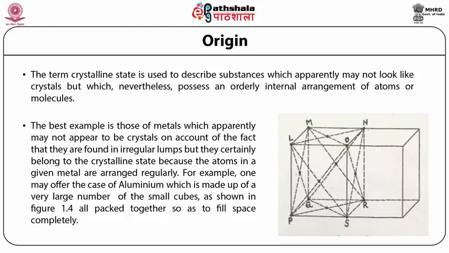The solid circles in the figure are the aluminium ions. It has a face-centered cubic structure in which the unit cells or building blocks represented by, say, L, M, N, O, P, Q, R, S are cubes with an atom at each of the corners and an atom at the center of each of the 6 faces of the cube.